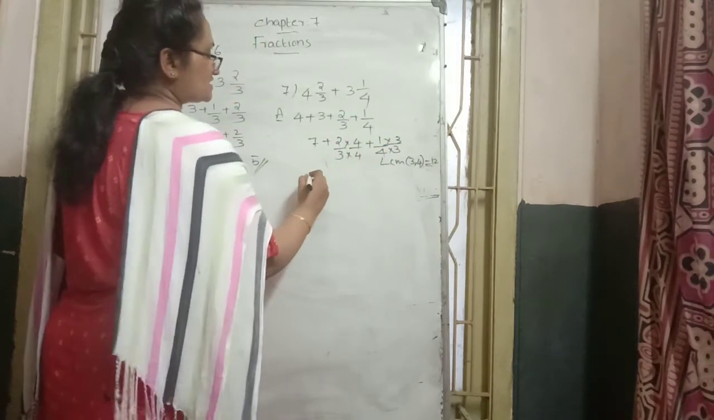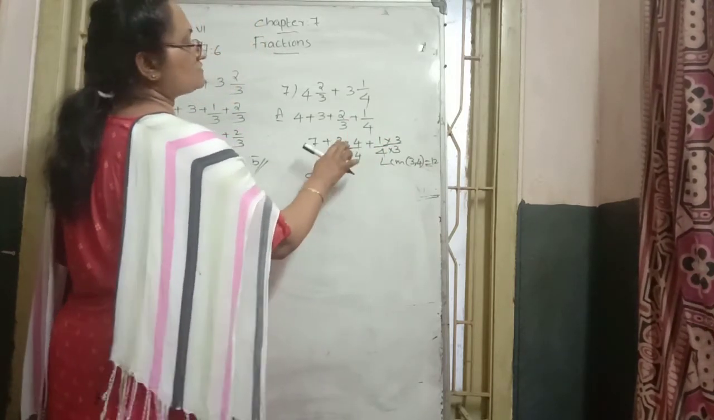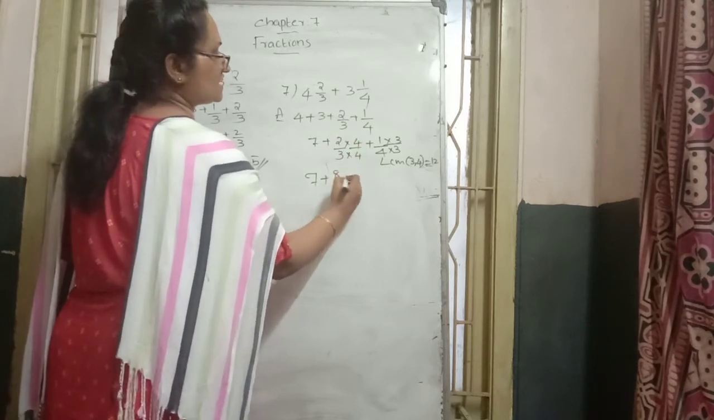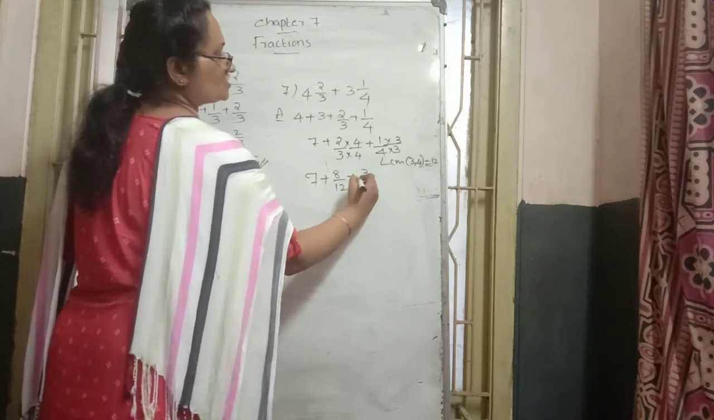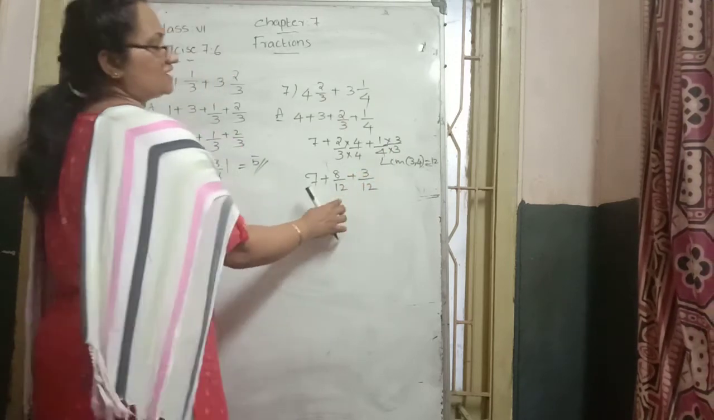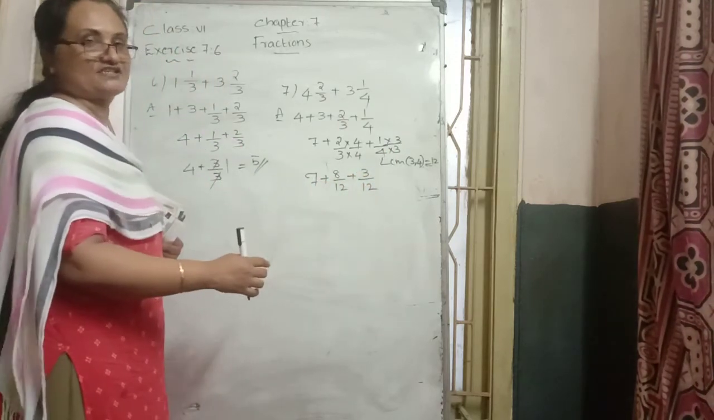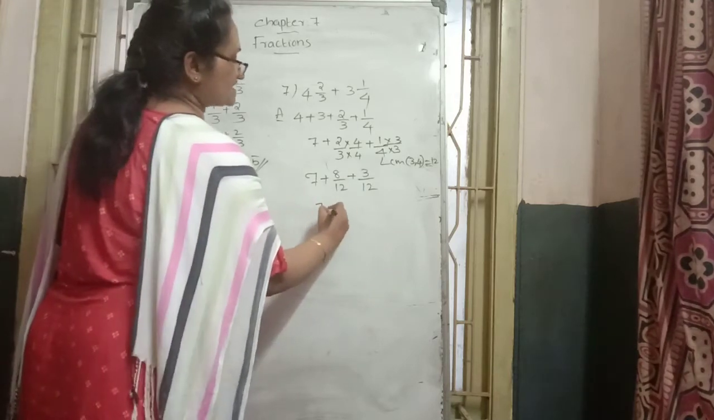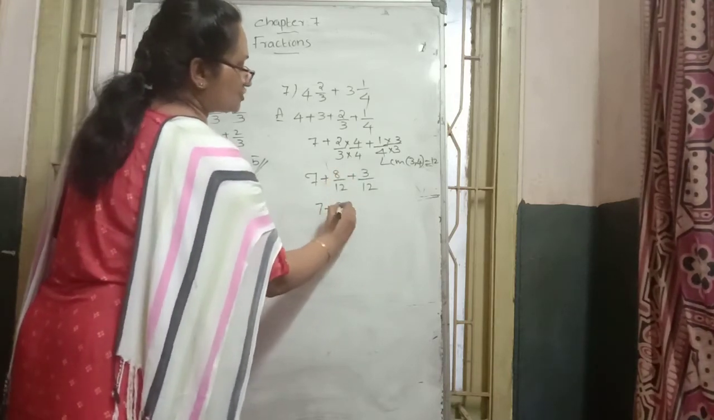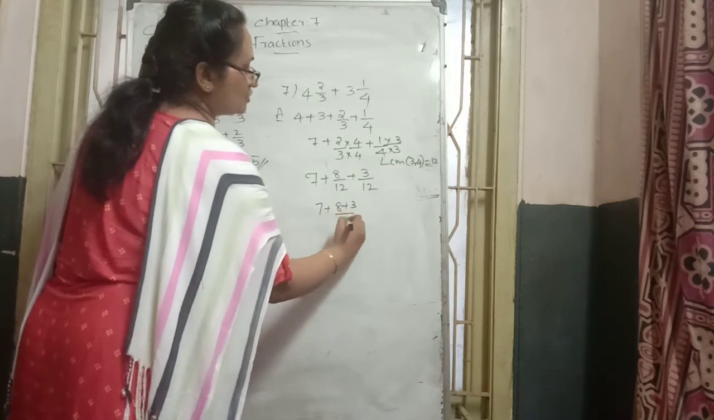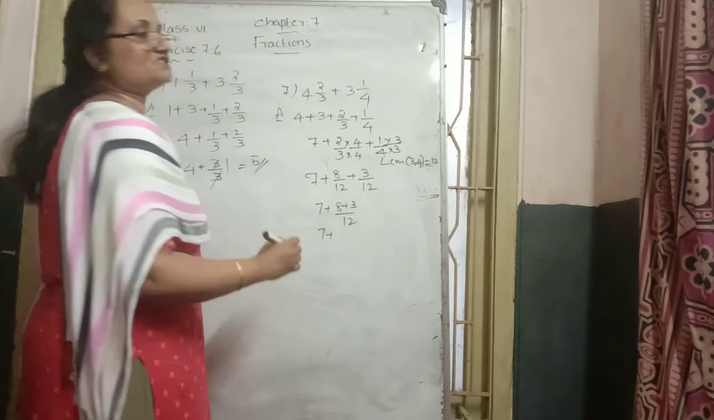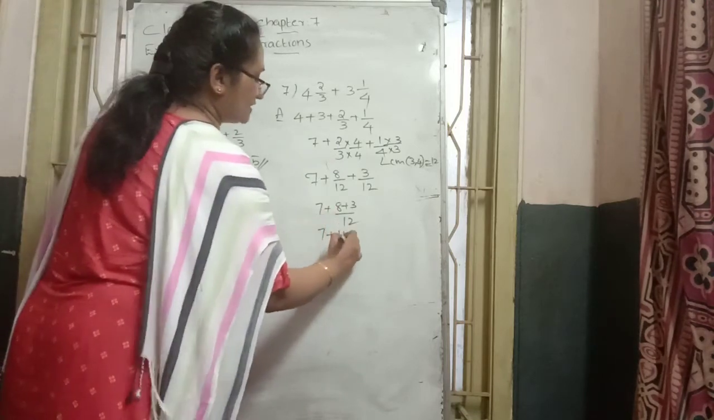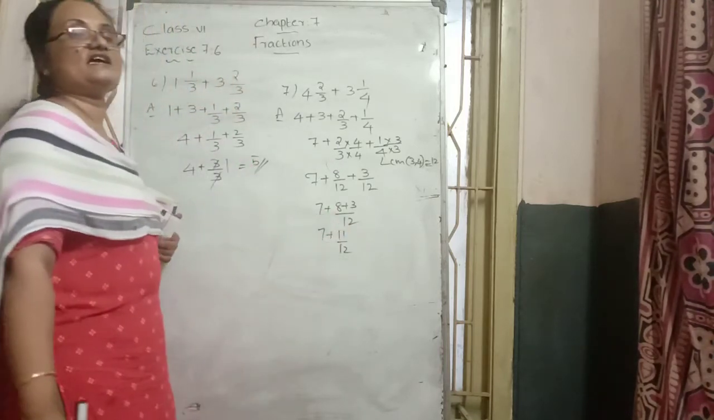Next step, we add 7 plus, multiply: 2 4s are how much? 8. 3 4s are how much? 12. Plus again 1 3 is how much? 3. 4 3s are how much? 12. Here they have the same like terms, 12. So 7 plus, the numerator part: add 8 plus 3, and the same denominator, right? So the answer becomes how much? 8 plus 3 becomes how much? 11 will come. 11 by 12 will be there.